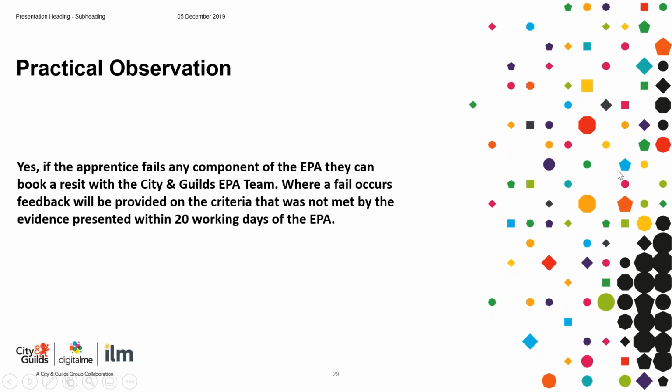Where a fail does occur, the EPA will compile feedback and that will be provided to you on the criteria that was not met by the evidence presented either in the showcase, during the practical observation or during the professional discussion, and that will be within 20 working days of the endpoint assessment and sent through to the training provider for you to see. So that's applicable to all areas of the endpoint assessment.